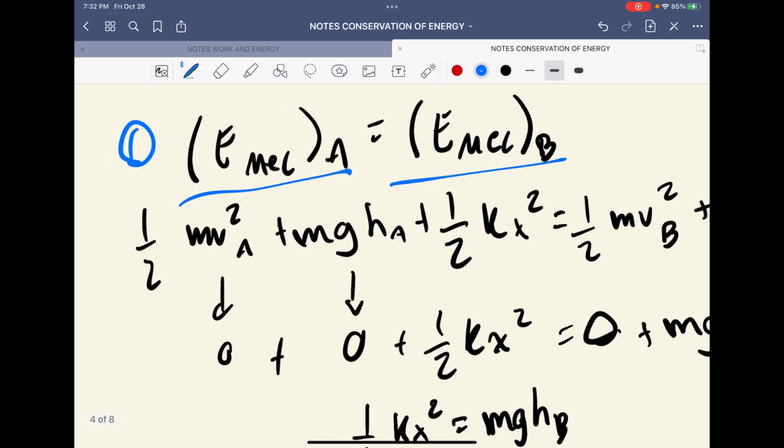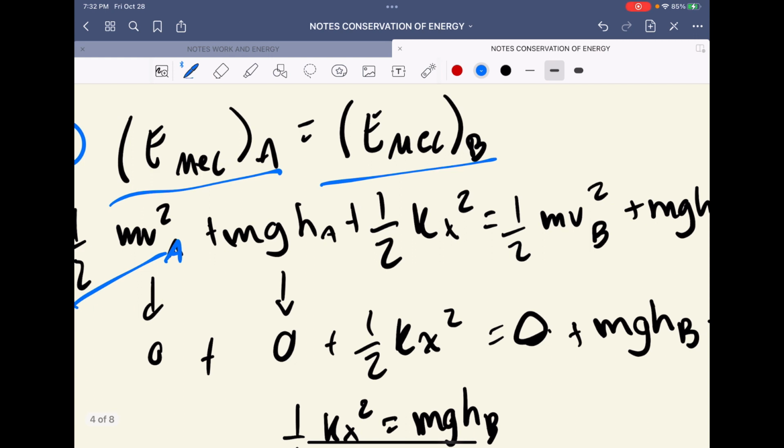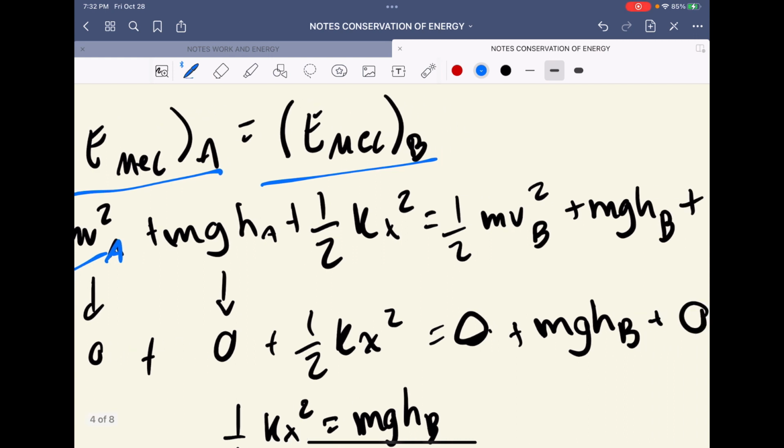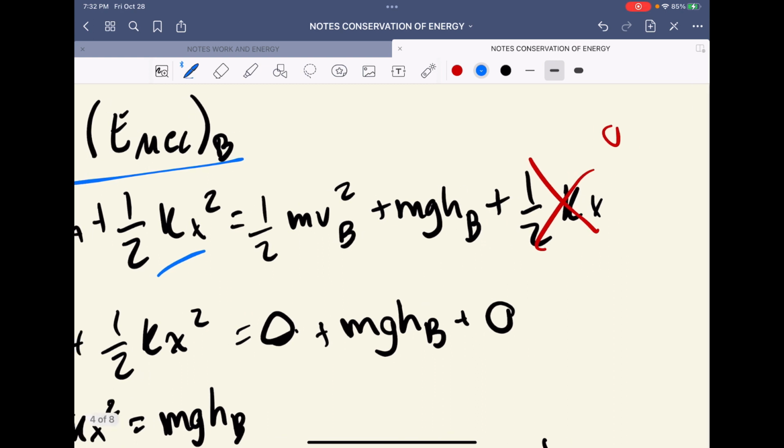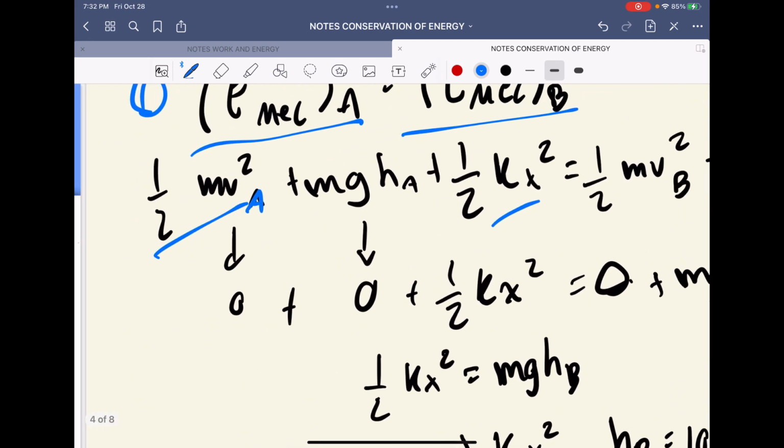It's going to be 1/2 times m times the velocity to the second power at point A, plus mgh_A, plus half of k times x to the second power, and that is going to be equal to half m v to the second power at B, plus mgh_B, plus the 0 right here. This is going to be a 0. We're not going to need this.